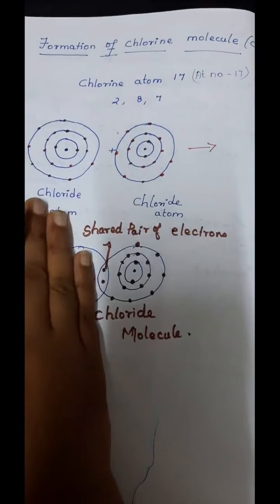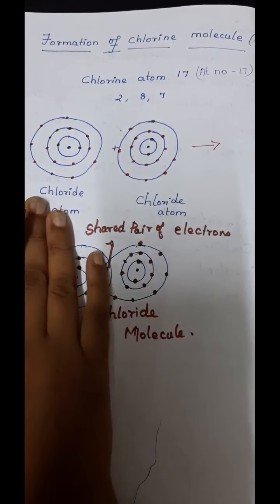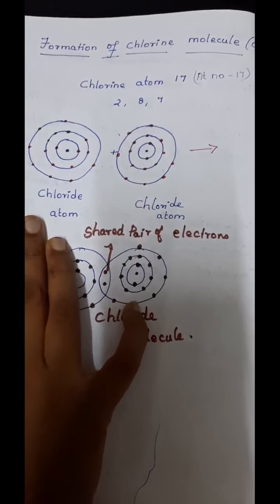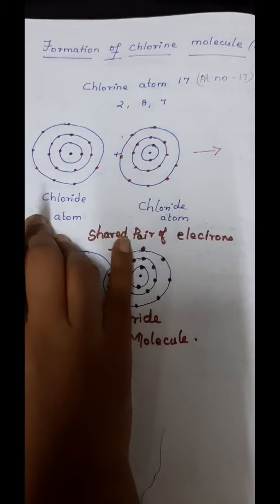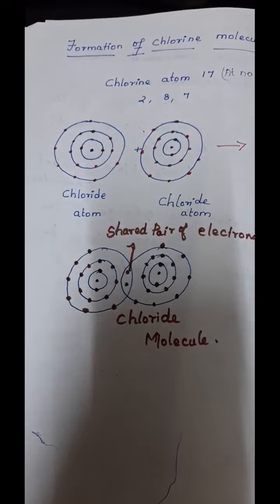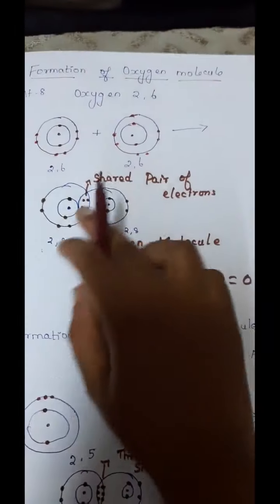If you just close it and see, you'll be having 8 electrons in the last shell. 1, 2, 3, 4, 5, 6, 7, 8. So 8 electrons to attain the stable configuration. The same thing applies to the formation of the oxygen molecule.